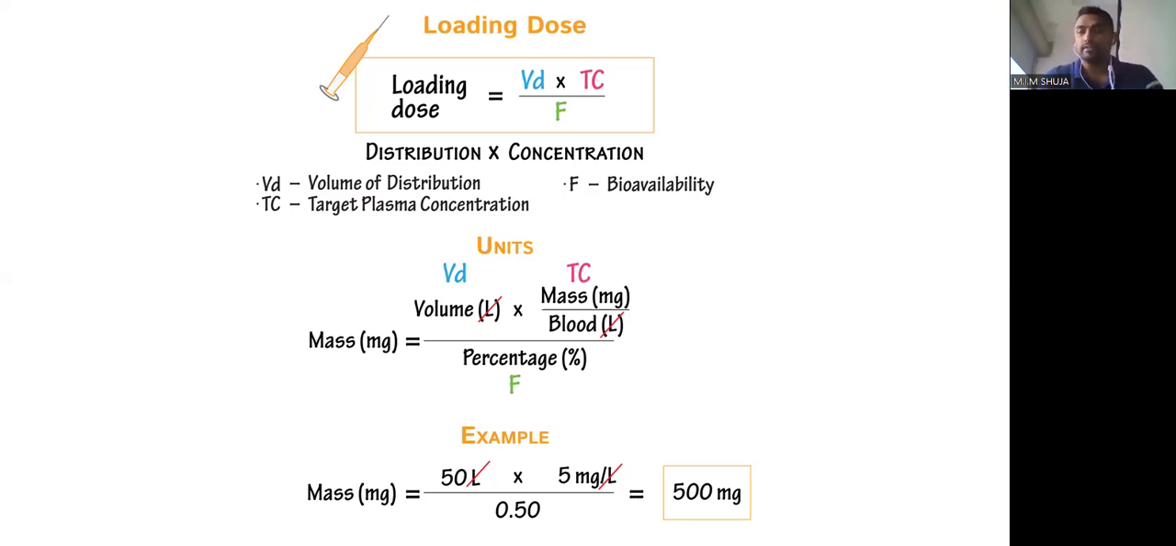So if a drug has an increased volume of distribution, your loading dose will be high. If the drug's bioavailability is low, again the loading dose will be high. Like that, from the equation, you should be able to work out.